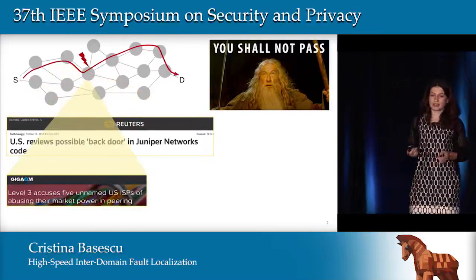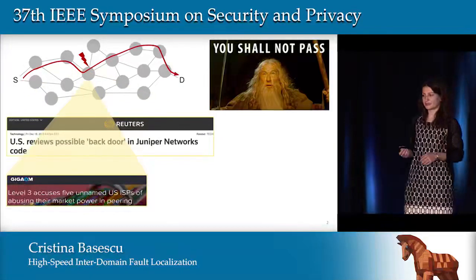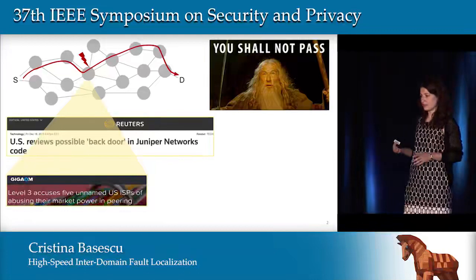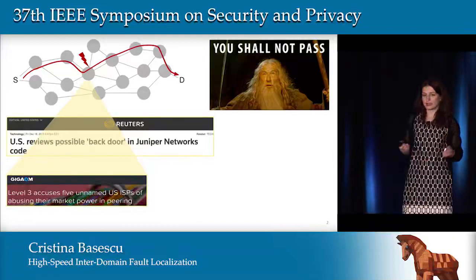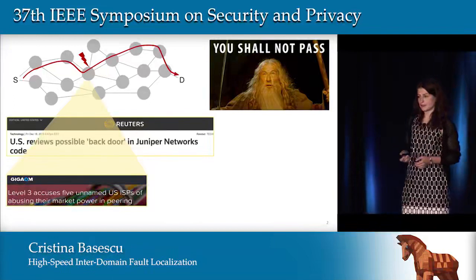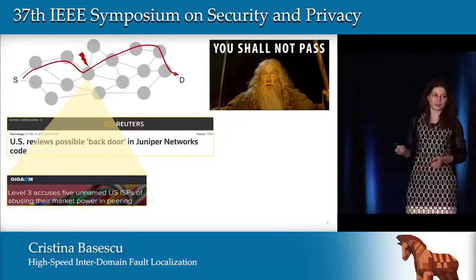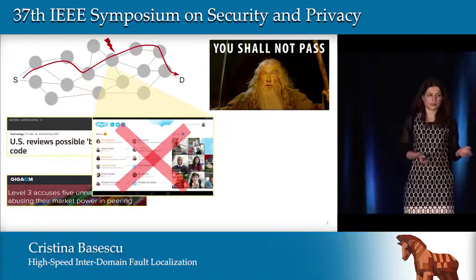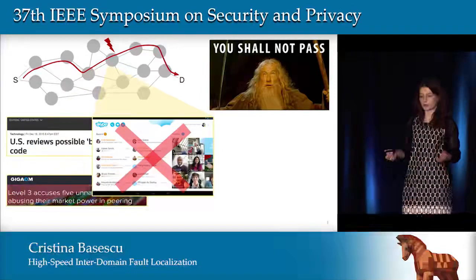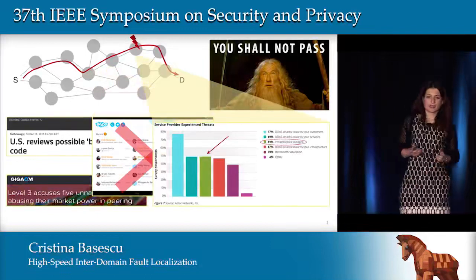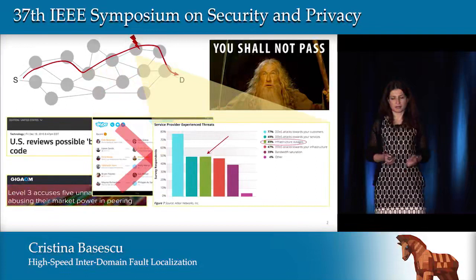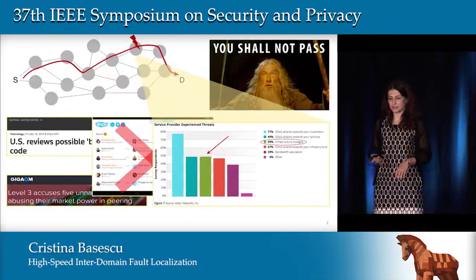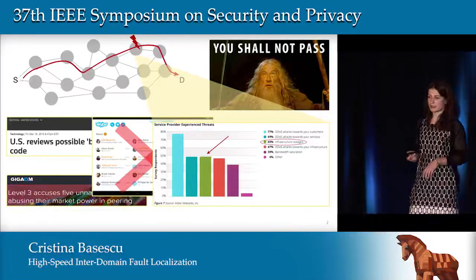Also, ISPs engage in anti-competitive behavior with the purpose of increasing their revenue. And oftentimes, they drop or delay packets. And so it would be nice to know where this happens. So there are countries that censor communication. For instance, Myanmar and the United Arab Emirates drop Skype packets. And finally, the network may not be available because of misconfiguration. And as you can see in the figure, this happens quite often.